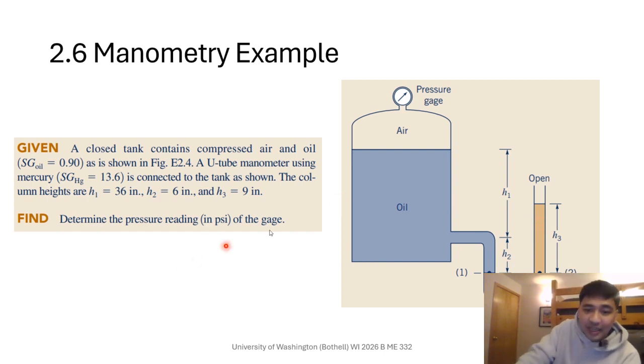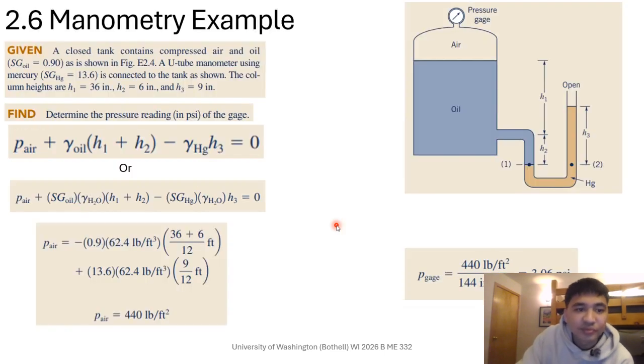Determine the pressure reading in PSI of the gauge, right? We talked about absolute pressure and gauge pressure, and that was in chapter 1. Okay, let's get right into it. This is pretty similar to the previous example we did with just variables, but now we're putting in values.